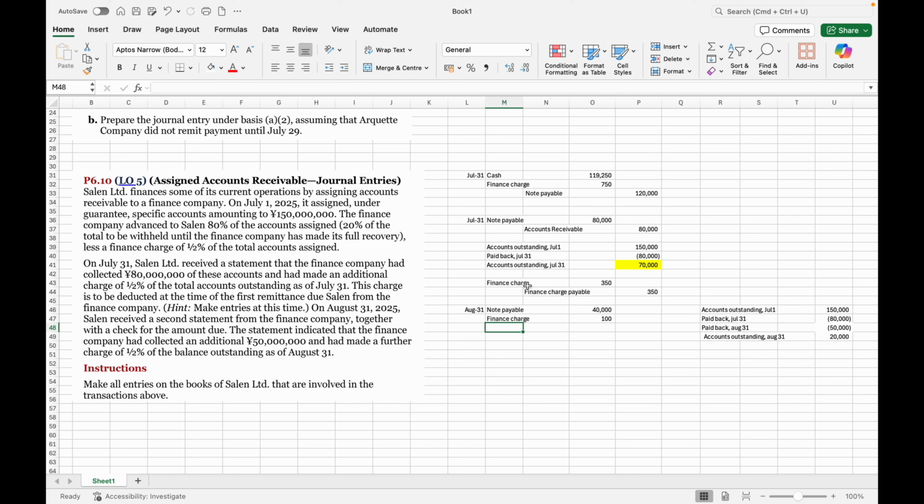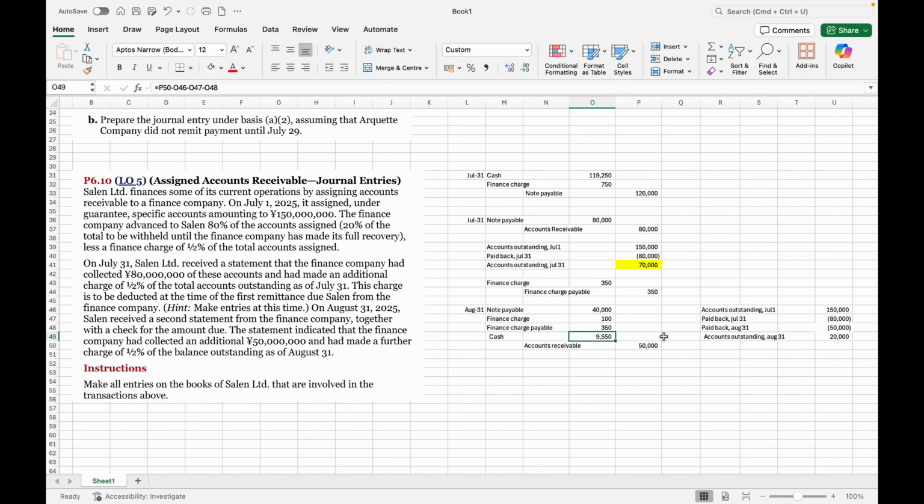And we also decrease our finance charge payable because we have paid it out. And we have also decreased our accounts receivable by 50,000. And you see, the remaining amount is the cash that we receive from the finance company, and we're just going to take it like this.